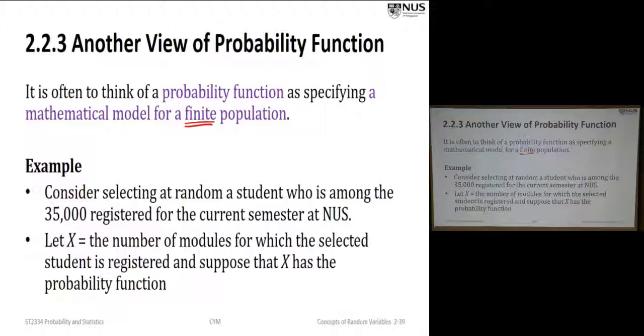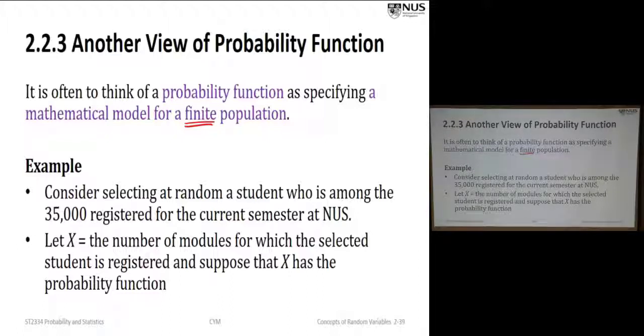Basically, look at it. If in the 35,000 student population, none of them registered 0 modules in that semester, that means the probability of x equals 0 is 0. Let's say out of 35,000, there may be 1,000 taking 1 module. So in other words, the chance that I pick a student who belongs to this group taking 1 module is 1,000 over 35,000, or 1 over 35.